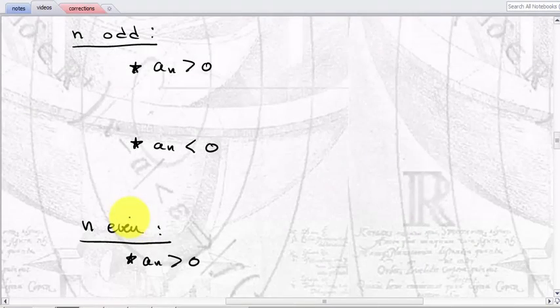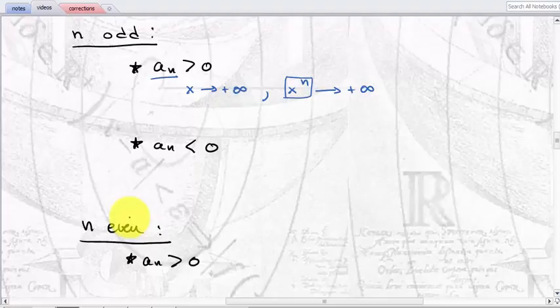First case, a_n positive. If x approaches plus infinity, and you raise x to the power of n, and n is odd, you're still going to approach plus infinity. And if now you're multiplying this very large positive number by a number that is positive, you're still going to approach plus infinity. So this is the first type of end behavior.